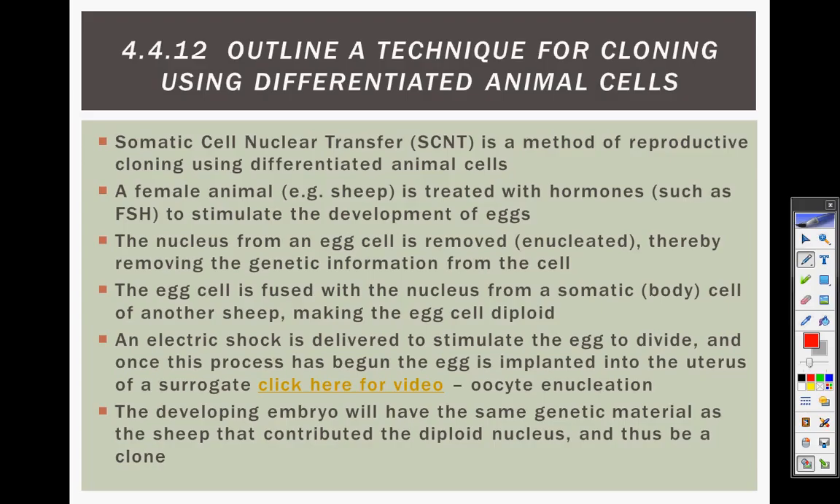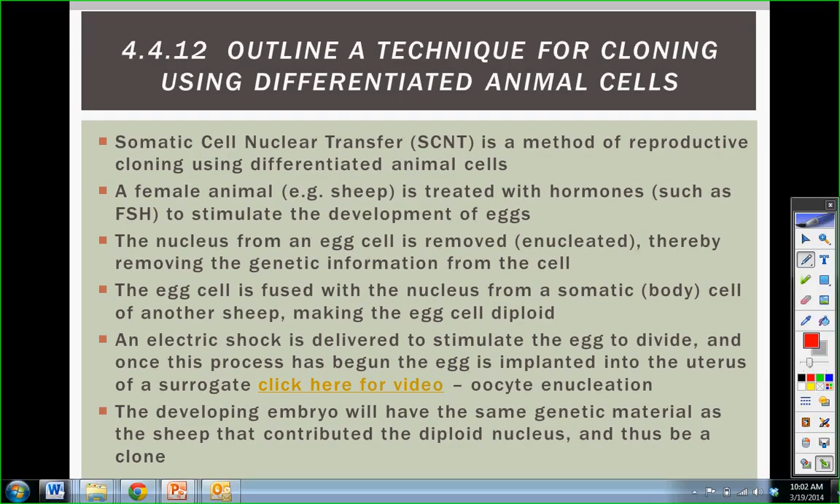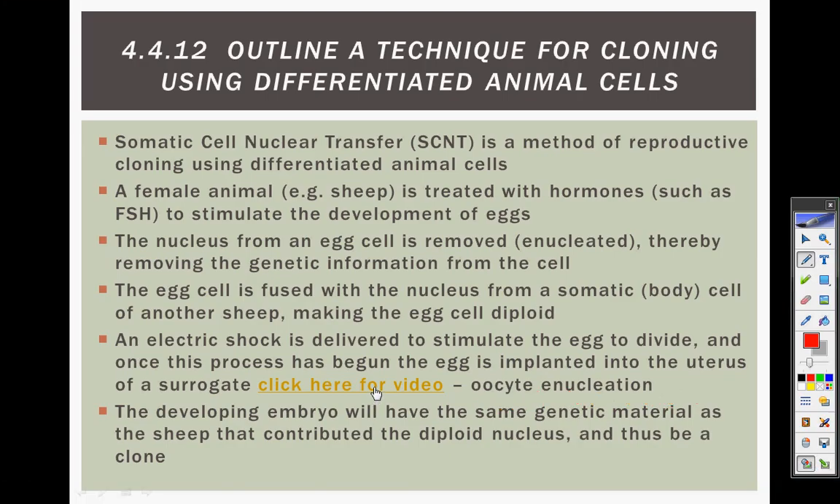Oocyte enucleation. Who is smart enough to tell me what this means? Oocyte enucleation at this point. All right, so egg, nucleus removed. You can sound really smart, or you can just say egg nucleus removed. You can say oocyte enucleation. All right, developing embryo will have the same genetic material as the sheep. This is Dolly. This is how Dolly was made. All right, check it out.